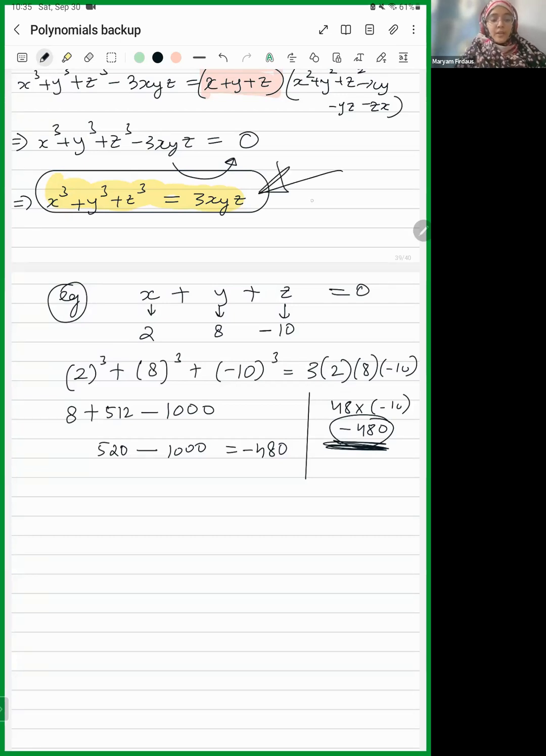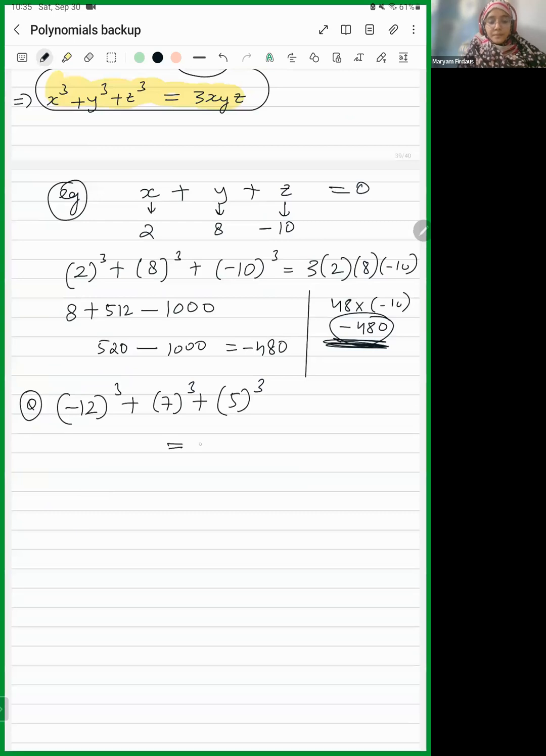So let's do another question based on this. This is going to be the last question for today, but just do it, all of you. Minus 12 cube plus 7 cube plus 5 cube. Can you guess what this will be equal to?